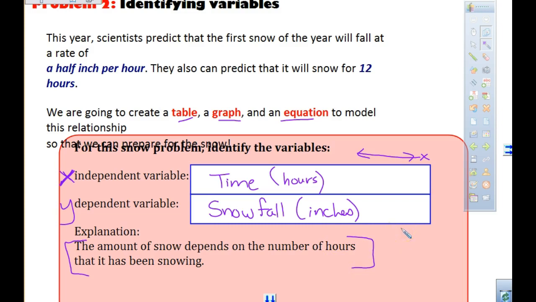So think, after an hour, we have how much? A half. After 2 hours, we have an inch, right? If I just measure at 3 hours, I should be able to tell how much. So time is independent. You get to control when you're measuring it, right? So that's why the snowfall is our dependent variable, okay?